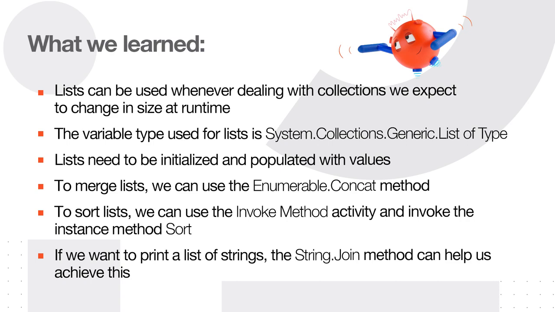Lists need to be initialized and populated with values. We've covered two ways to do this. The first was to initialize and populate the list in a single line. The second was to initialize the variable using the default value and to populate it using Add to Collection activities. To merge lists, we can use the Enumerable.Concat method. To sort lists, we can use the Invoke Method activity and invoke the instance method Sort. If we want to print a list of strings, the String.Join method can help us to achieve this.